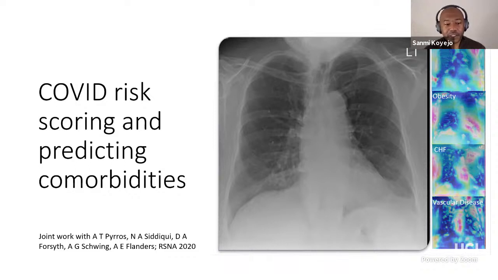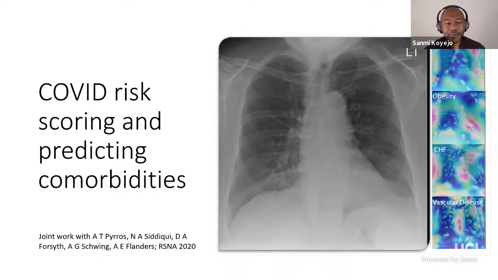So in this work recently, we've been thinking about both risk scoring for COVID, but also comorbidities. These are other conditions that can show up in addition to the COVID diagnosis that can potentially have a high impact on the outcomes that a patient has. For instance, diabetes and obesity can have a high impact on the outcomes of the patient.